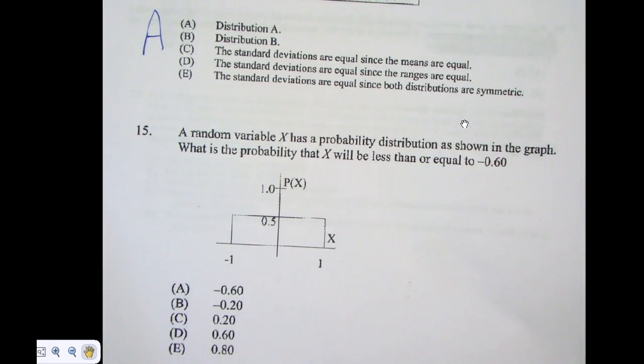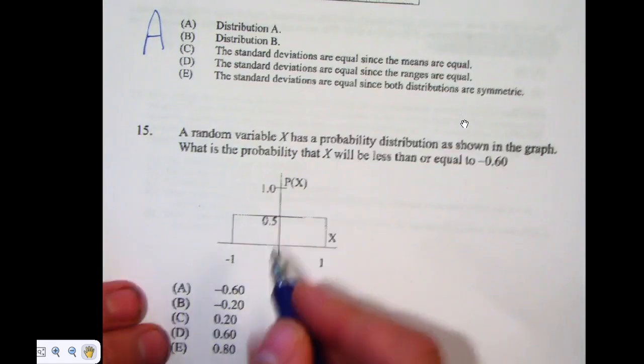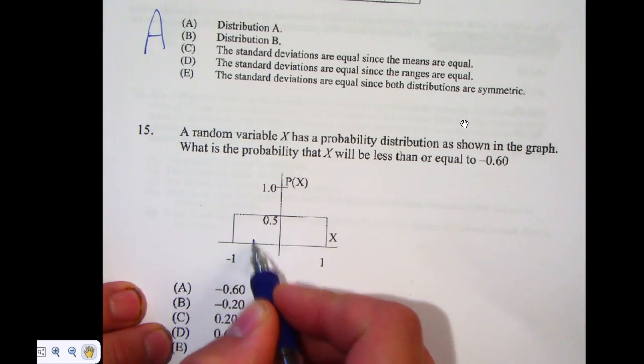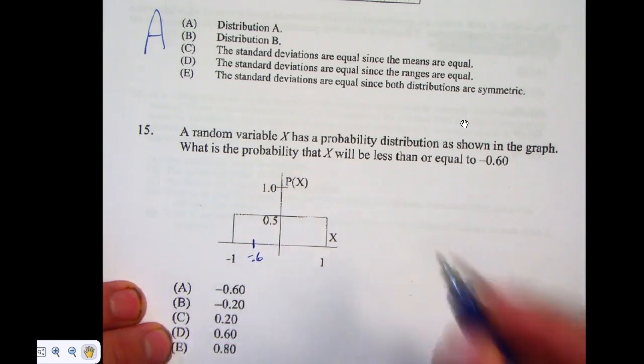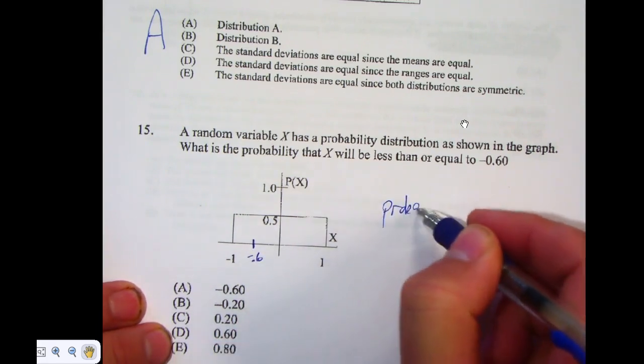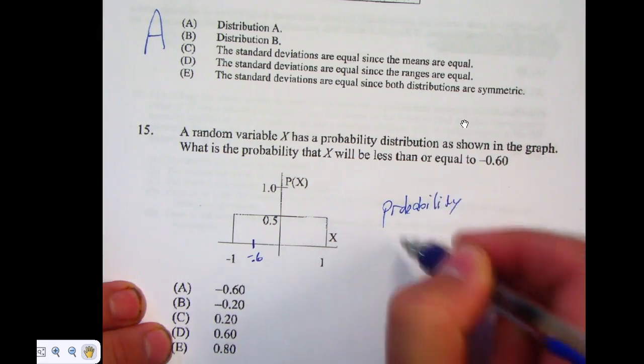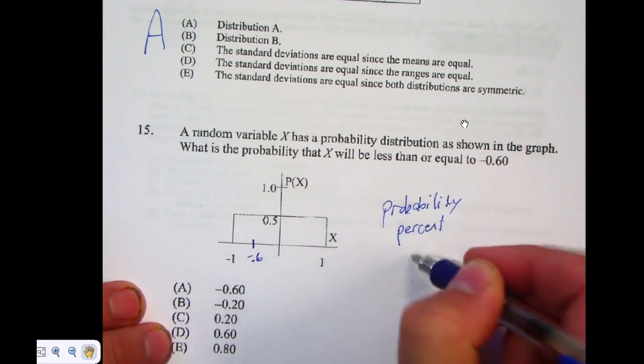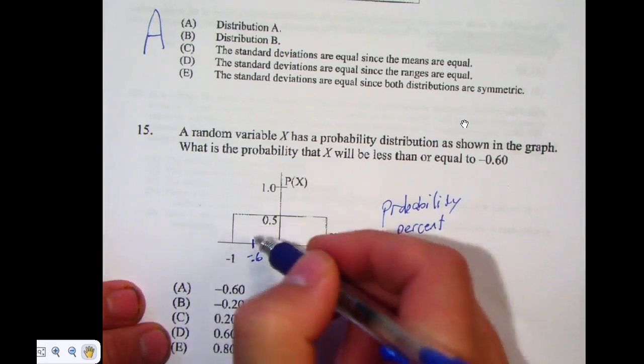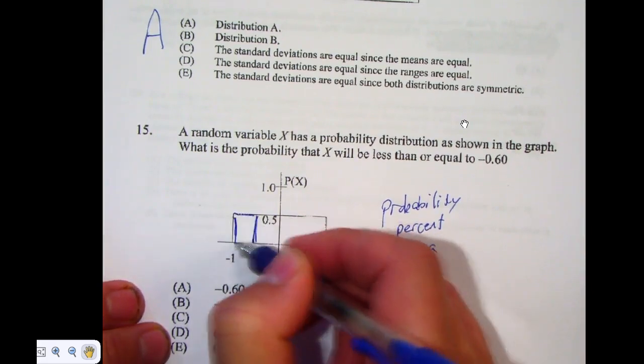Alright. What's the probability x will be less than or equal to negative 0.6? Well, negative 0.6 is right there. And remember, probability and percent and area are all the same. So I want the area of this little part of the box.